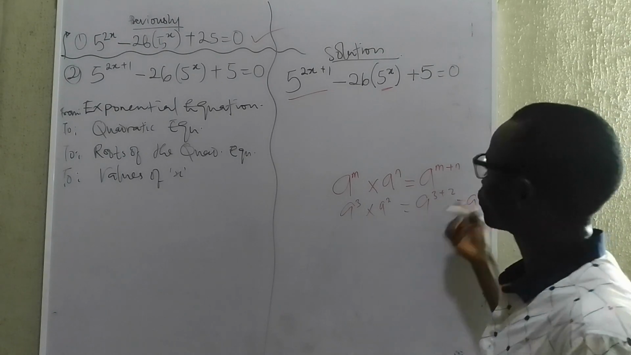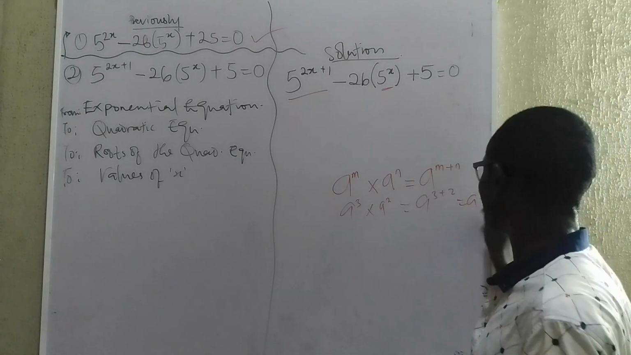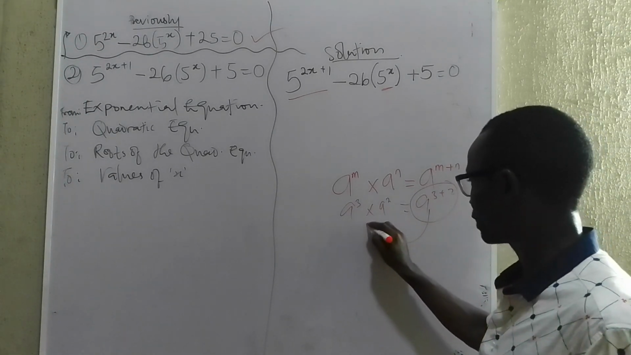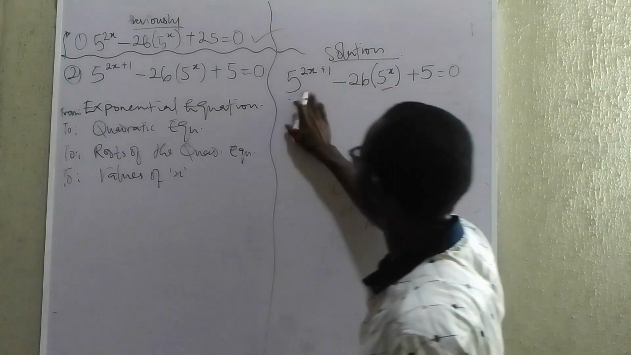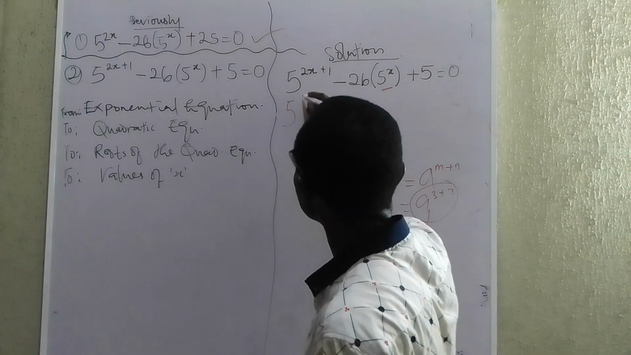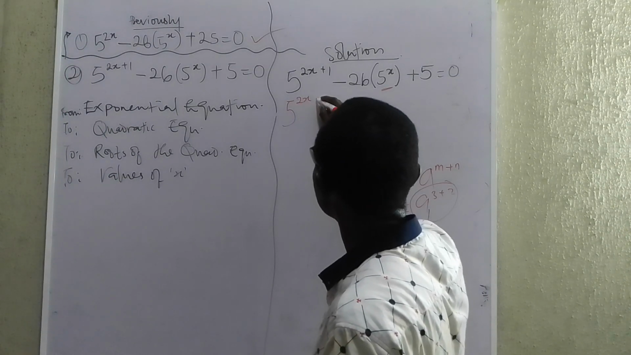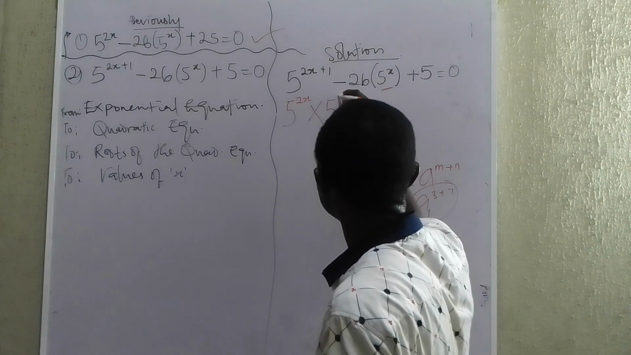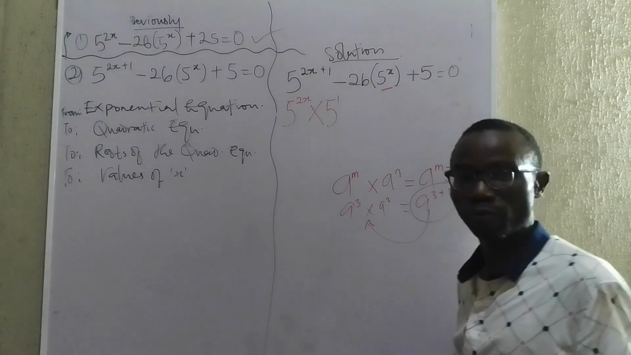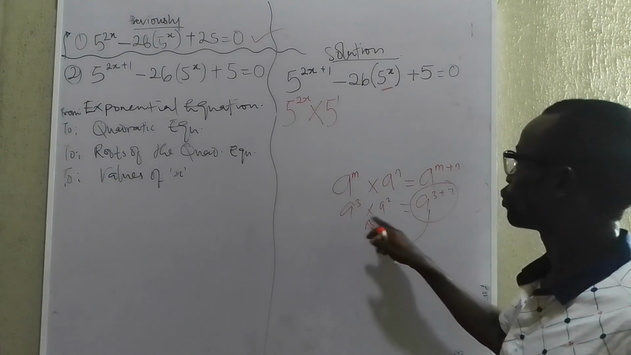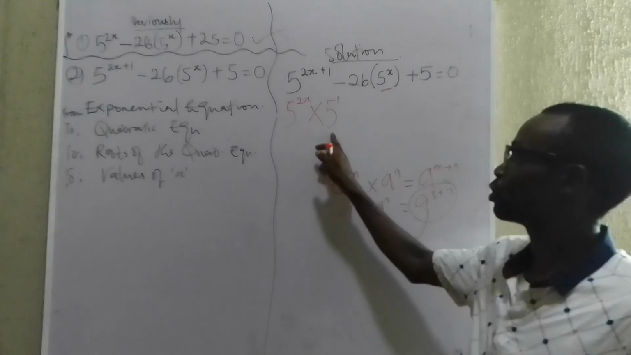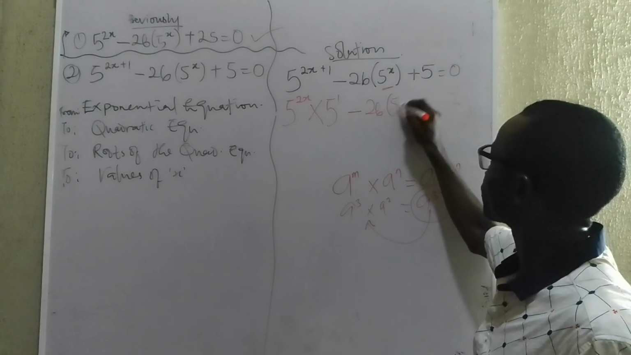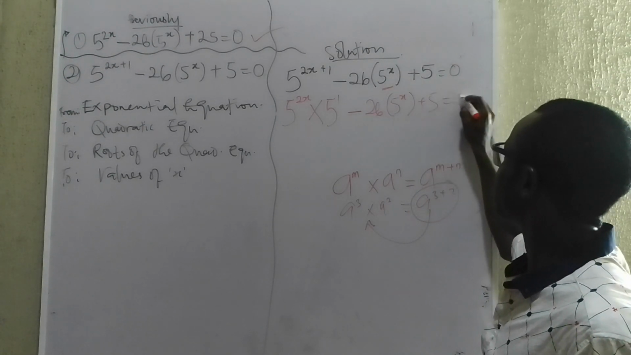Now what we'll be doing here is to do the reverse. Move from here back to this place. So that will be what will happen here. This is the same thing as saying 5 raised to the power of 2x times 5 raised to the power of 1, because we eventually use the two powers. The two of them have the same base. So we decided to use 1 to make it this way. So minus 26, 5 raised to the power x, plus 5 is equal to 0.